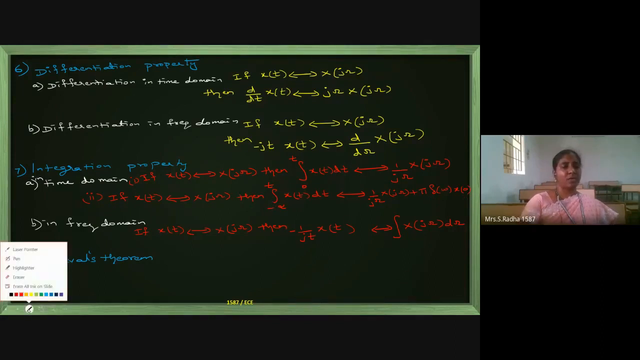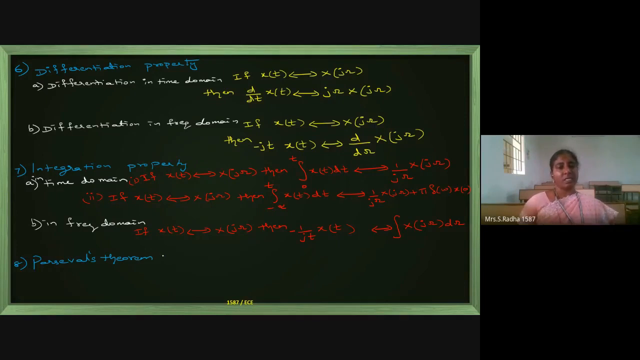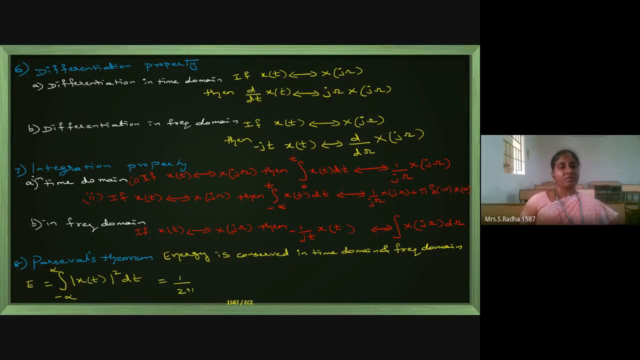There are two cases in the time domain and one case in the frequency domain. Now I am going with the last property, Parseval's theorem. It says that energy is conserved and remains the same in both the time domain and the frequency domain. It is like this: integration of mod x of t whole square dt, from minus infinity to plus infinity. This is called energy calculation in the time domain. For the frequency domain, it is 1 by 2 pi times the integral of mod x of j omega whole square d omega, with limits from minus infinity to plus infinity. Okay, this is the frequency domain energy calculation.